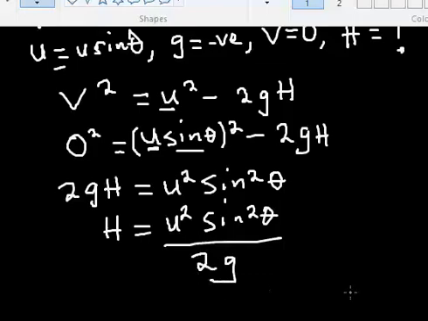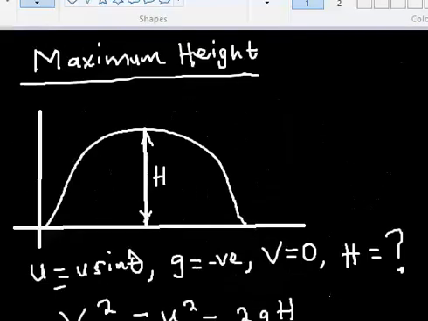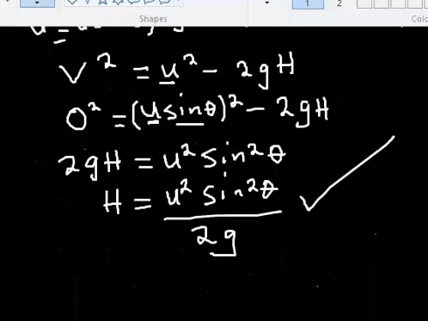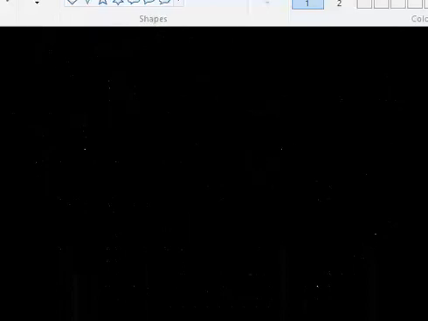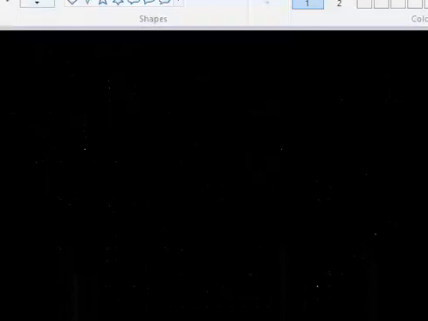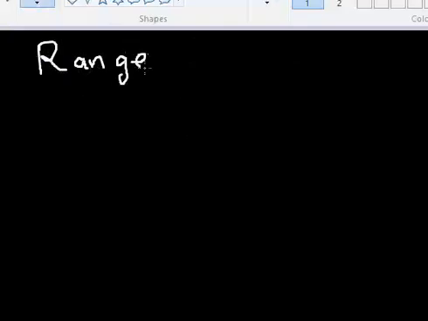All right, so that is the formula for the maximum height attained by the projectile. Please take note of that formula. It's really very important. Then, the last but not the least equation that we need to evaluate is the range of a projectile.